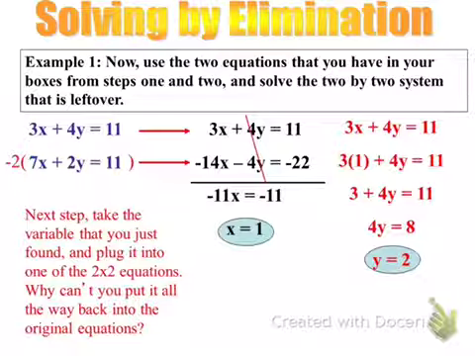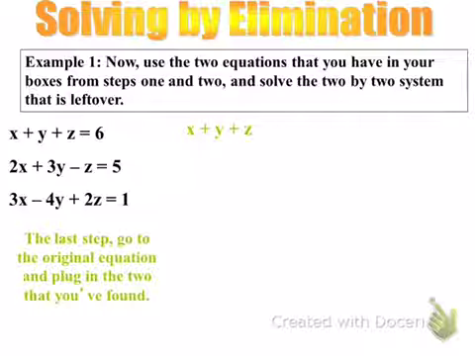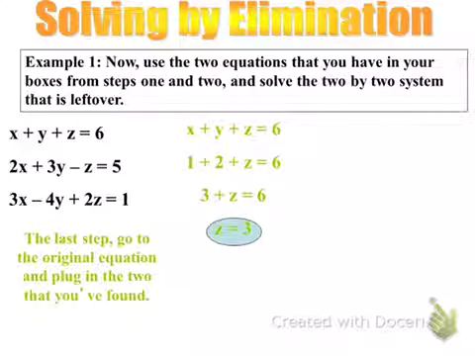What do I need to find? Z. Using that very first equation we're given, x plus y plus z equals 6, we have 1 plus 2 plus z equals 6. That means 3 plus z equals 6, which means z equals 3.